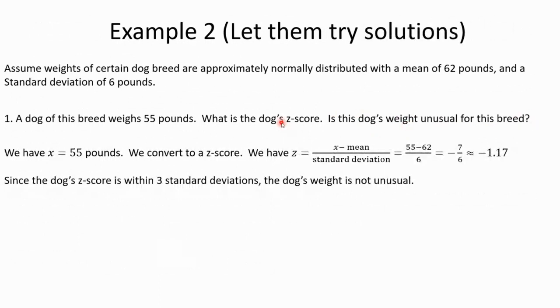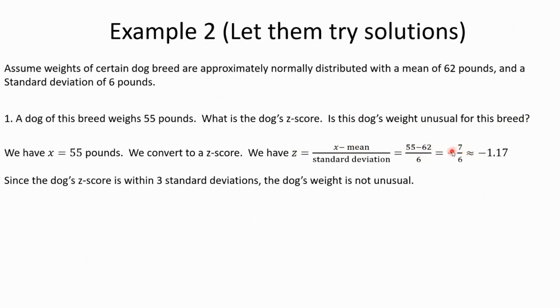Okay, so x here is 55 pounds. We want to convert this to a z-score, so we use the formula. We have 55 minus 62 over 6, which is -7 over 6, which is about -1.17 if you do that in a calculator. So that's the dog's z-score.